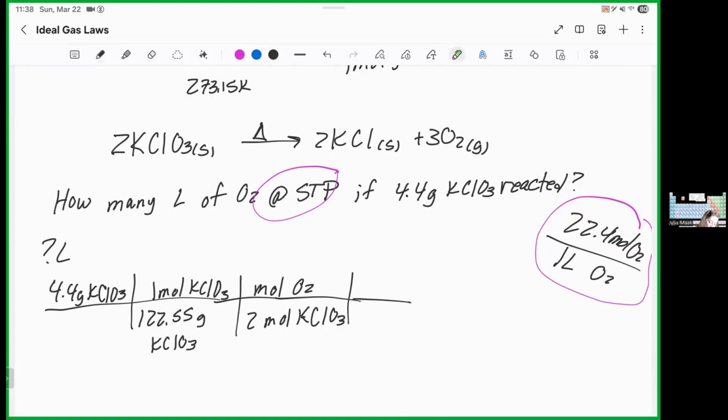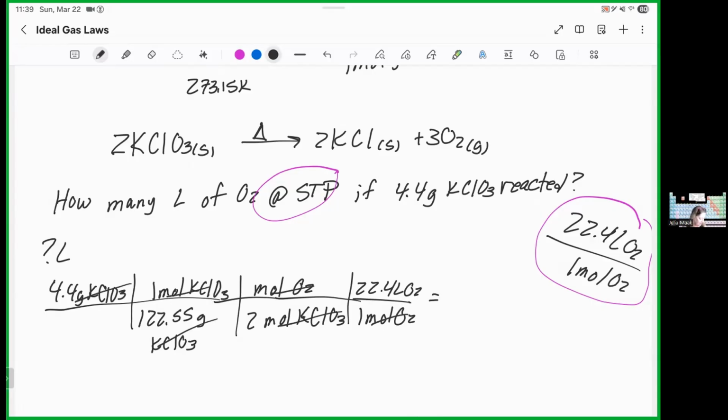Now that I'm at moles, I can use my conversion factor to get over to liters. Oh, I have this totally backwards. Sorry about that, you guys, I have my units wrong. It's 22.4 liters in 1 mole, that's 22.4 liters per mole. So in my 1 mole of O2, I have 22.4 liters of O2, and I am where I want to be.